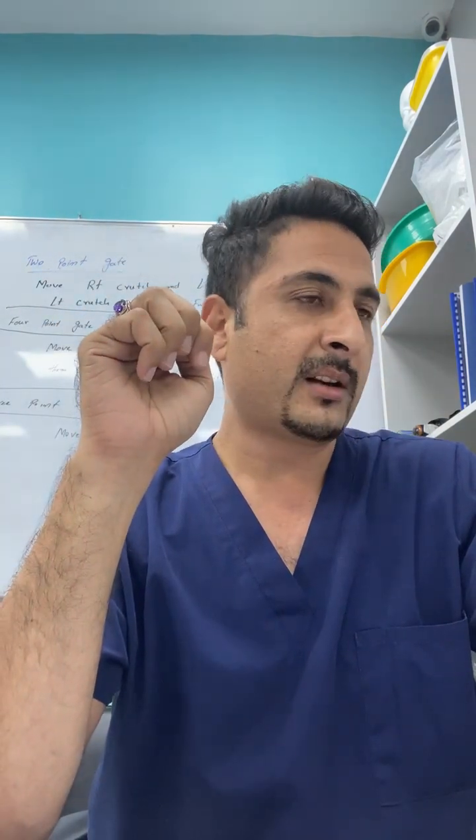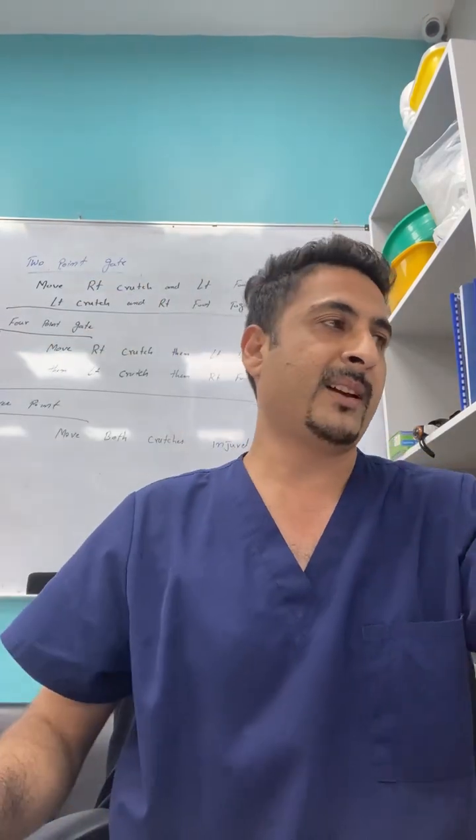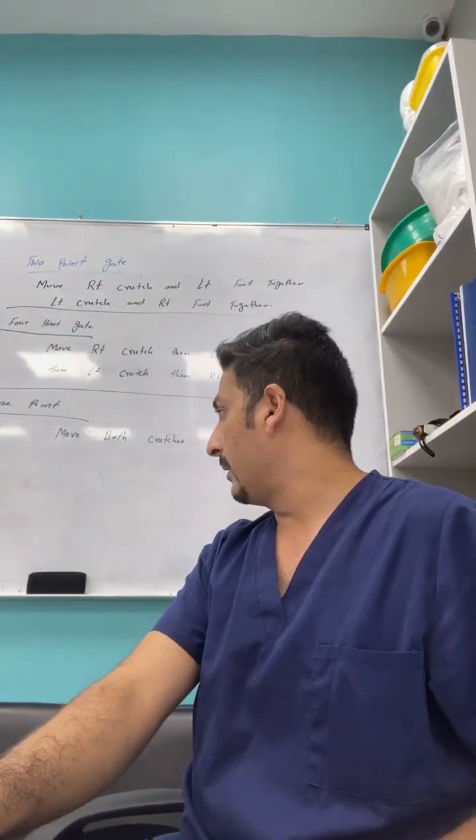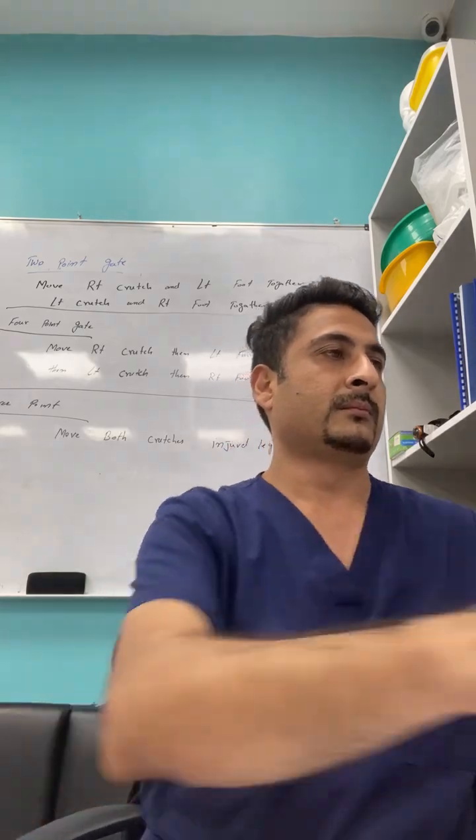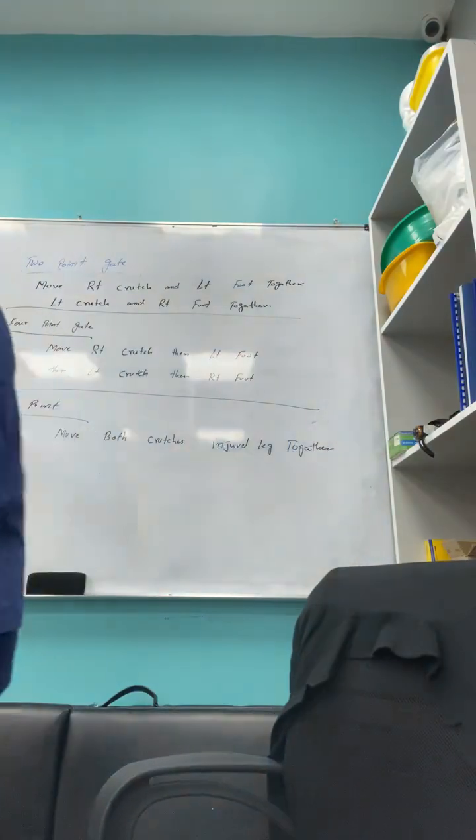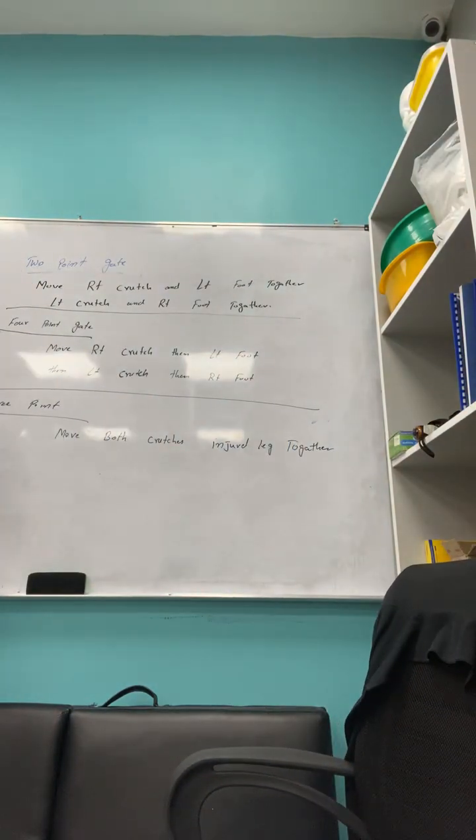Done? Okay. So there are three main parts of the medical terminology. You can write three main parts. The one is called prefix, number two, root word, and number three, suffix.